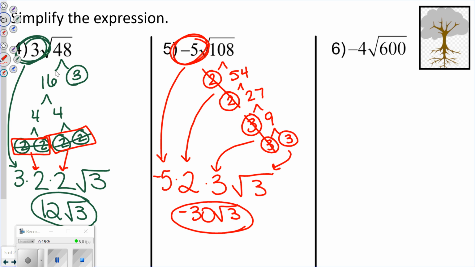Okay? But if you're unsure, like you get to the end and you're like, I don't know if I did that right, type in the original problem, type in what you have, and they should be the same decimal. So you can always double check to make sure you did it. Why don't you guys try number 6 on your own? Let me give you a couple minutes.